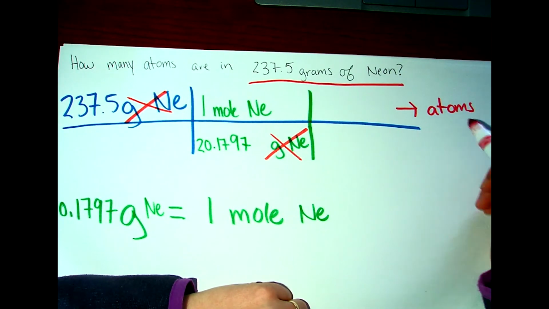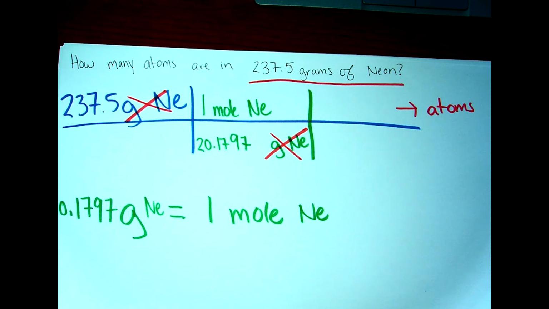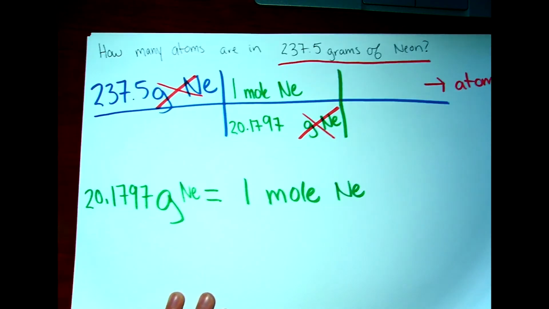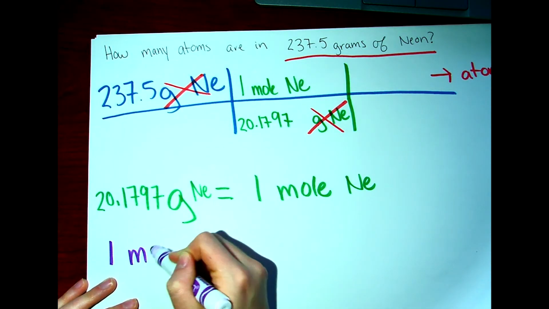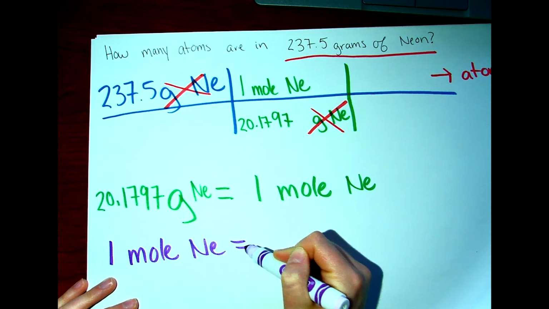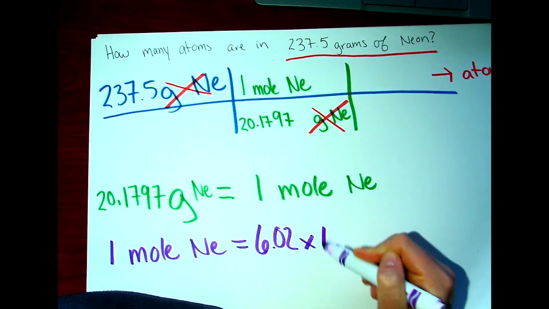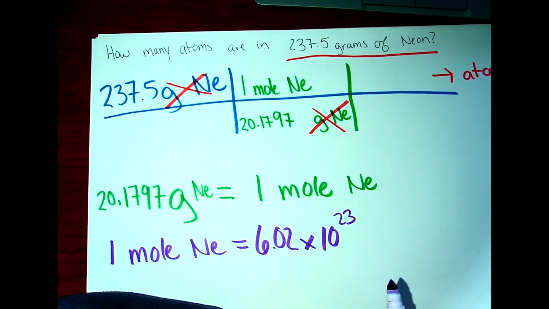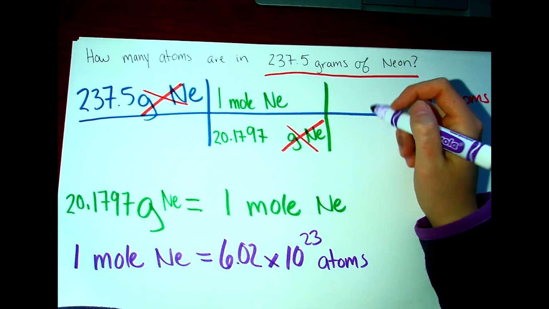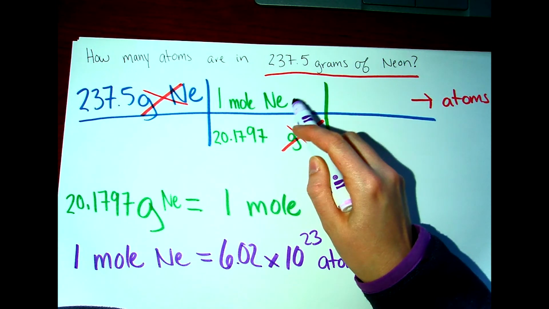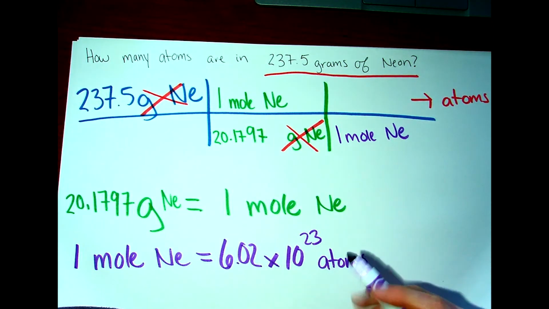We're still not done though, because we're trying to get all the way to atoms. So now we need a relationship between moles and atoms. So we have to think about what that relationship is. If we've got 1 mole of neon, how many atoms is it? That's Avogadro's number, which is 6.02 times 10 to the 23rd, and that is in atoms. So we'll use that last conversion factor here. We've got 1 mole of neon on the top. In order for it to cancel out, we're going to put moles on the bottom and what it equals on the top.